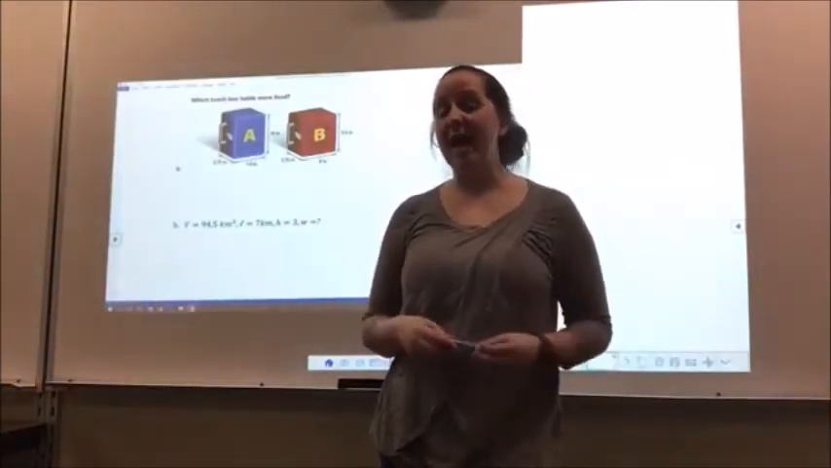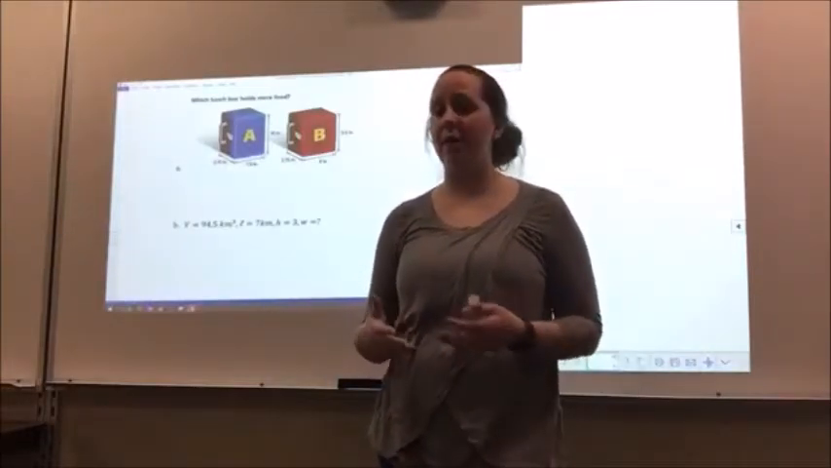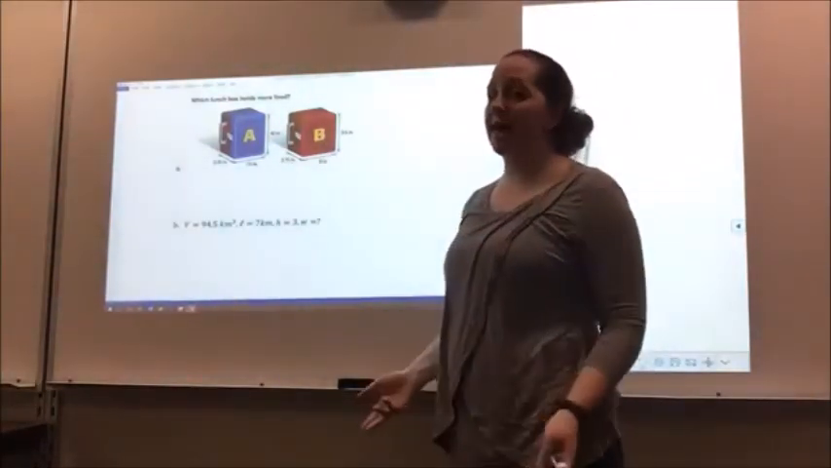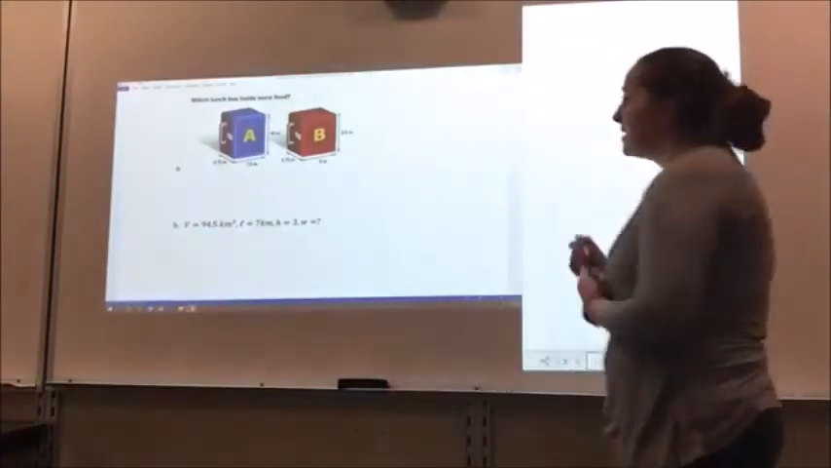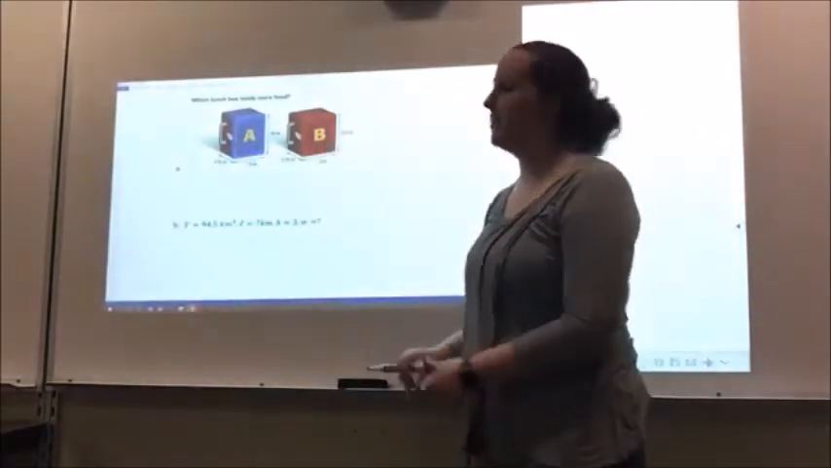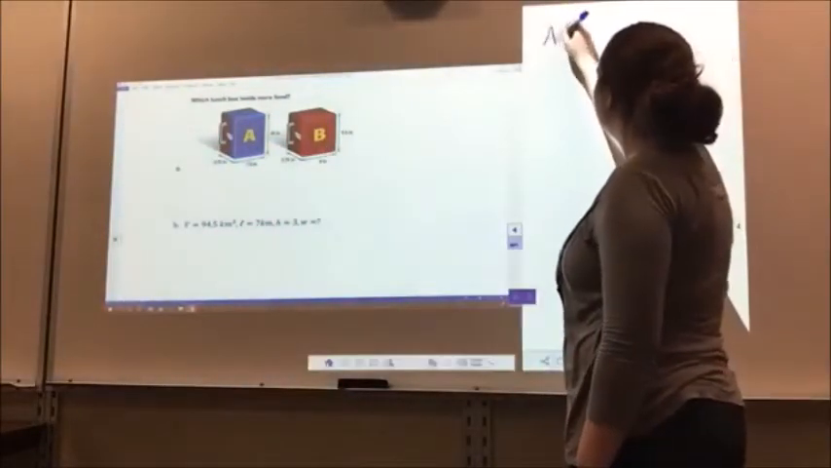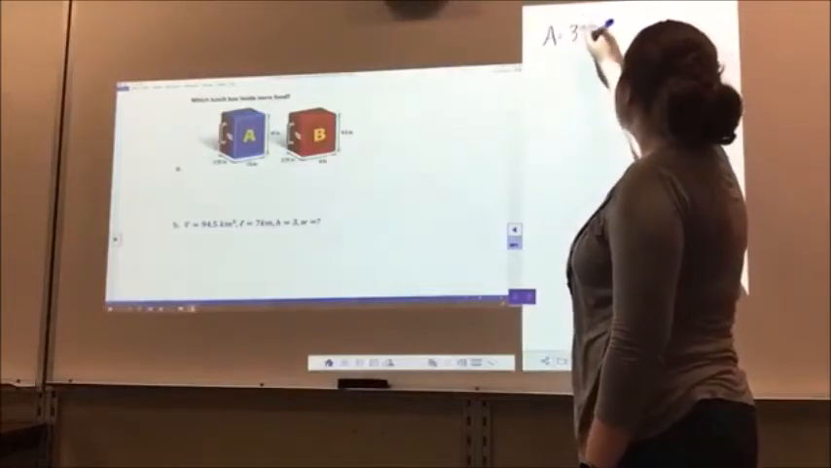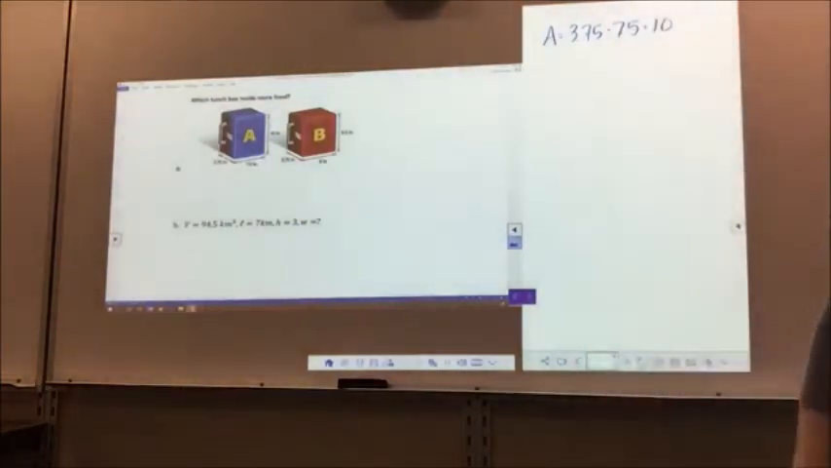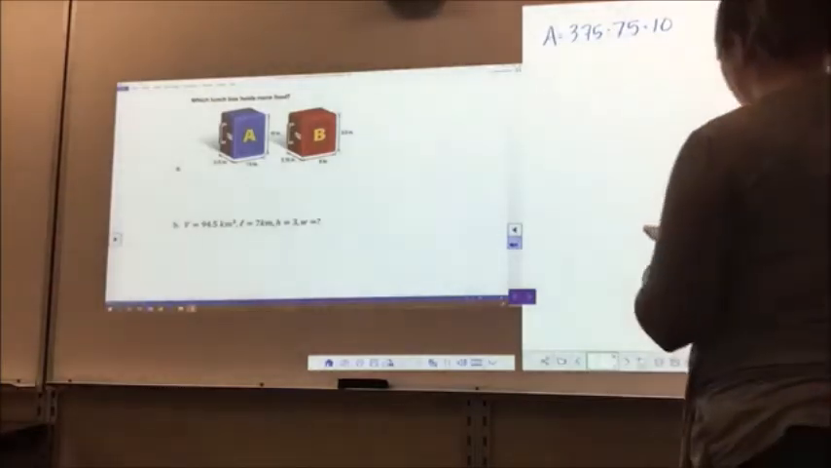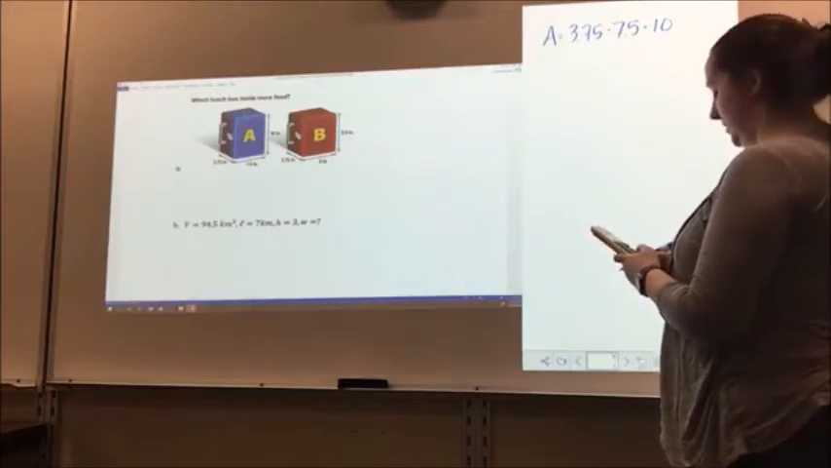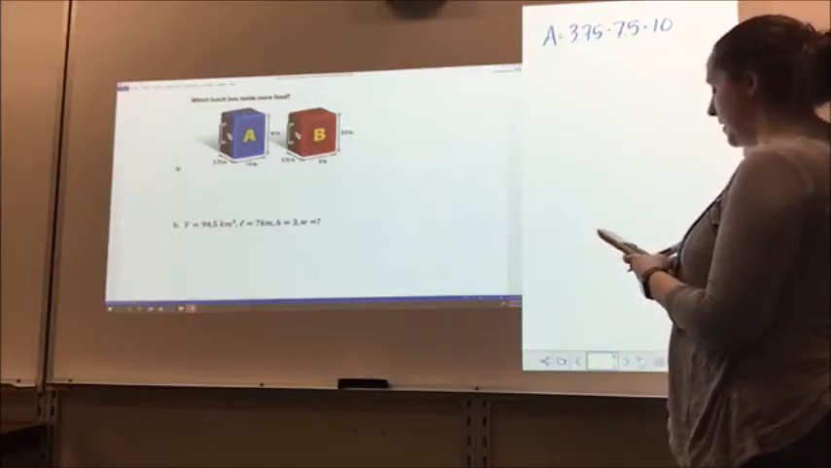So for letter A, I'm given 2 lunch boxes and asked to figure out which one holds more. Okay, so which one has the bigger volume? Looking at them, you can't actually tell which one has the bigger volume. So I have to figure out what the volume of lunchbox A is and what lunchbox B is. So lunchbox A is 3.75 times 7.5 times 10.